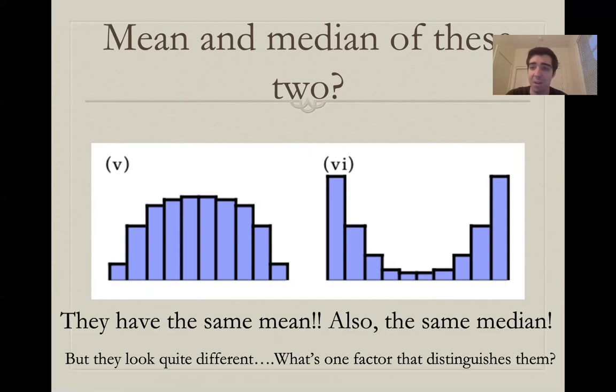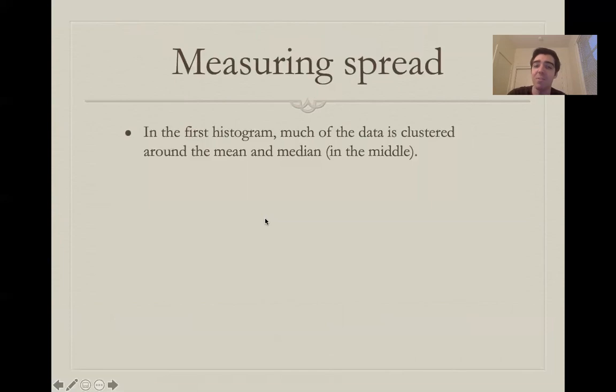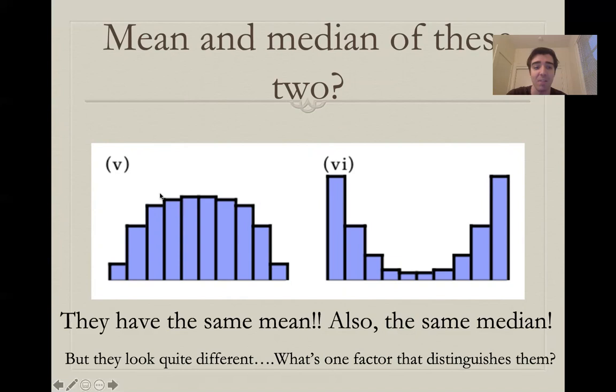So what is actually different about these two histograms, right? They have the same central tendency. If we were to try to summarize what made them different, we notice that in the first histogram, a lot of the data is clustered around the mean and median in the middle. We have a bunch of data that's right in the middle, a bunch of 3s, 4s, 5s, and 6s. Whereas over here, we have very few 5s and 6s. We have a lot of 1s and a lot of 5, 6, 7, 8, 9, 10s. All right, so we see that there's a lot more clumping in the middle here, and a lot more spreading out of the data here.